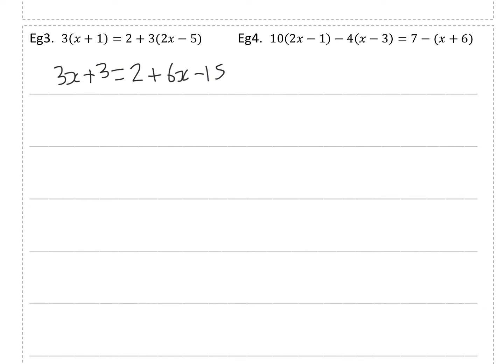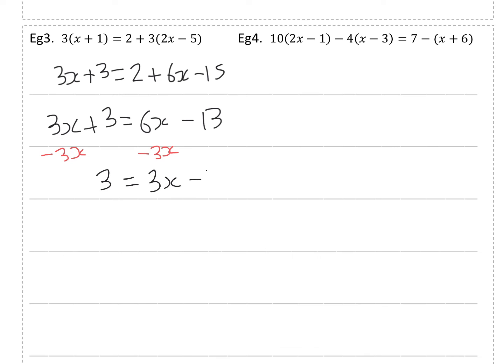Before we solve this, we can simplify, because on the right hand side we've got two terms that are just simply numbers. So the rest of it will stay as it is, but we've got 2 take away 15, which is minus 13. We then look for the smaller number of x's, which is the 3x, and we remove that by subtracting 3x. What we do to one side, we do to the other side to balance out. And we end up with 3 on the left hand side, 3x on the right, and minus 13.